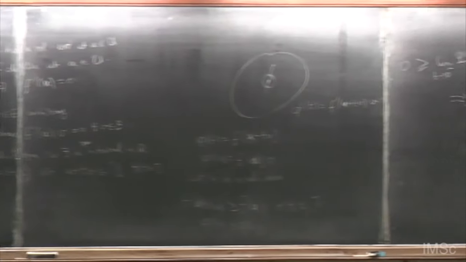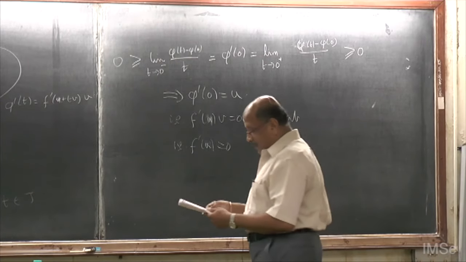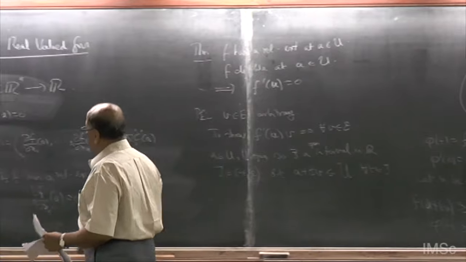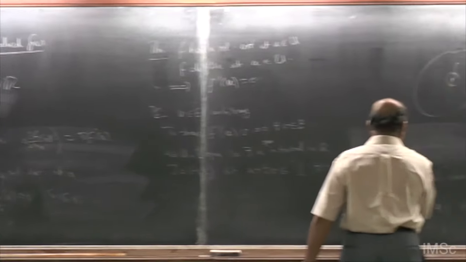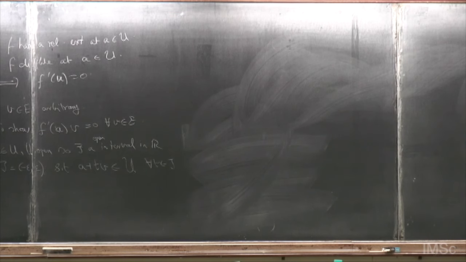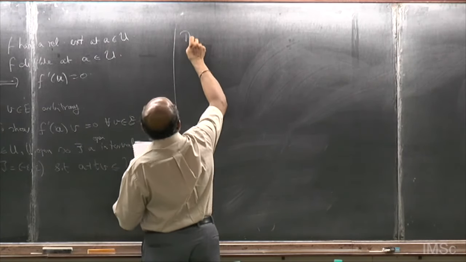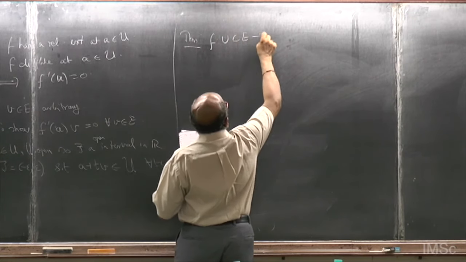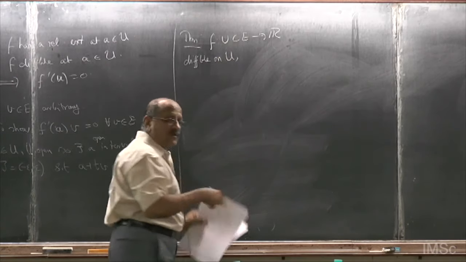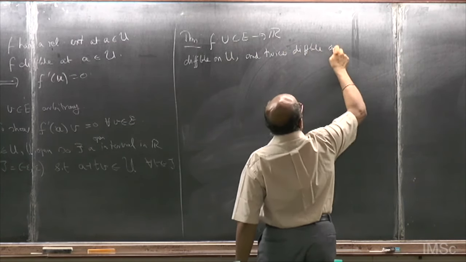So, now we want to know what happens, how do you decide if it is a maximum, if it is a minimum, or it is neither of these two. Okay. So, for that we need to go to the second derivative. F from u contained in E into R, differentiable on u, that means differentiable at every point of u, and twice differentiable at A.